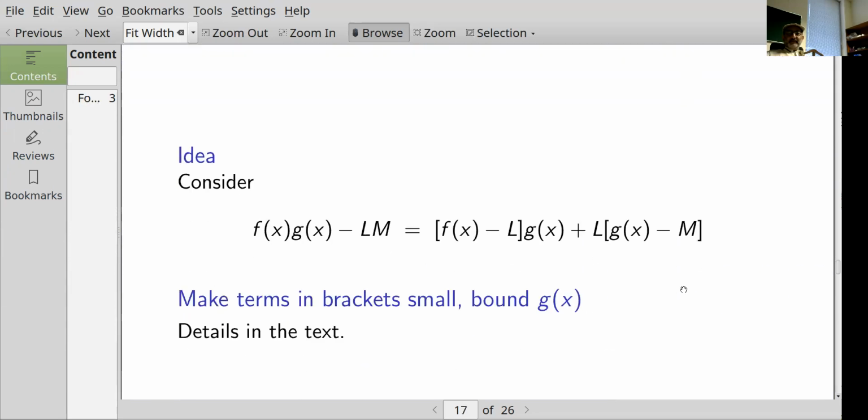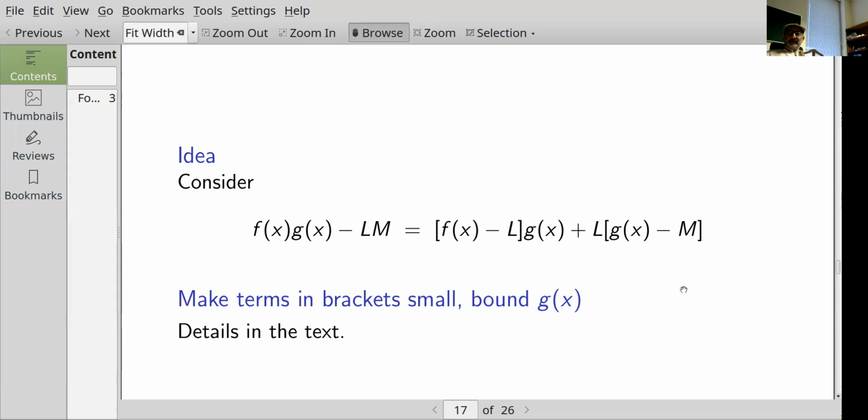Well, okay, so this is the algebraic manipulation. I need to consider f of x times g of x minus L m. Okay. Now I know something about f of x minus L. I know something about g of x minus m. I know that those can be made arbitrarily small.